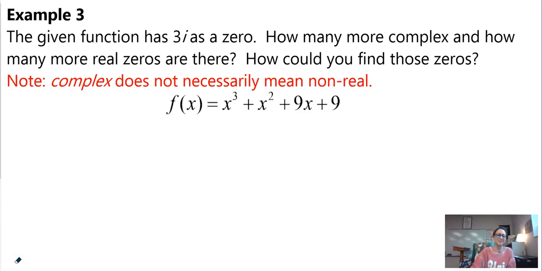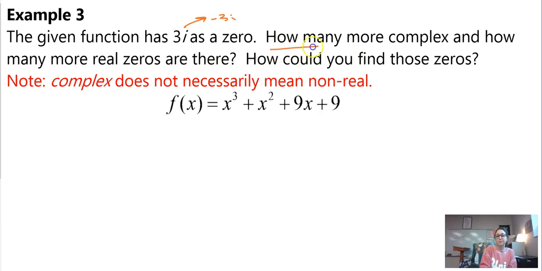All right, to enforce pause on your screen, can you write example 3 and the f of x, please? Okay, so it says the given function has 3i as a 0. As soon as I see that, I'm like, ooh, that has an imaginary piece. Let me make a note to myself that what else is a 0? Negative 3i. How many more complex and how many more real zeros are there, and how can we find them?